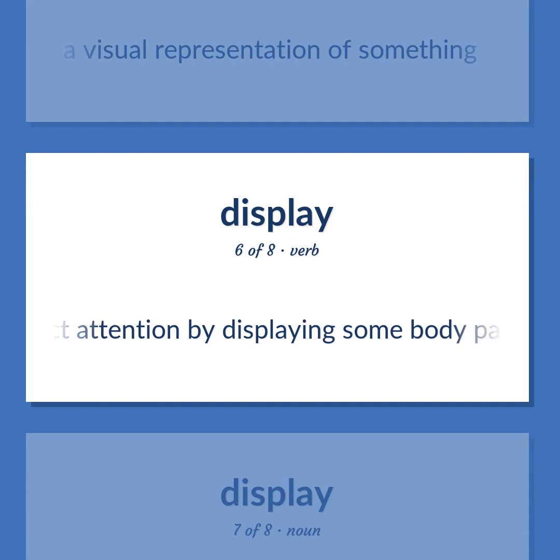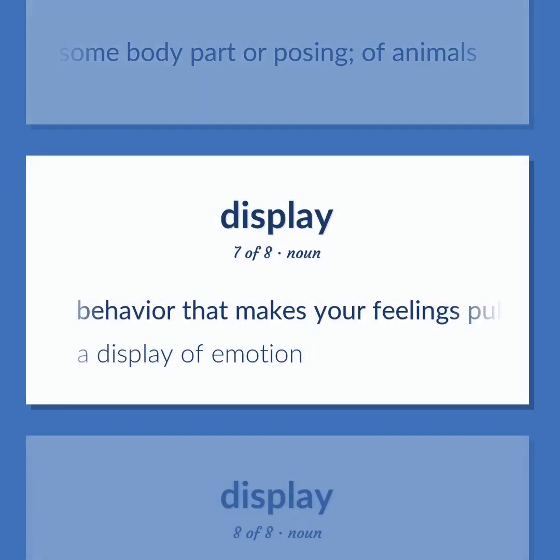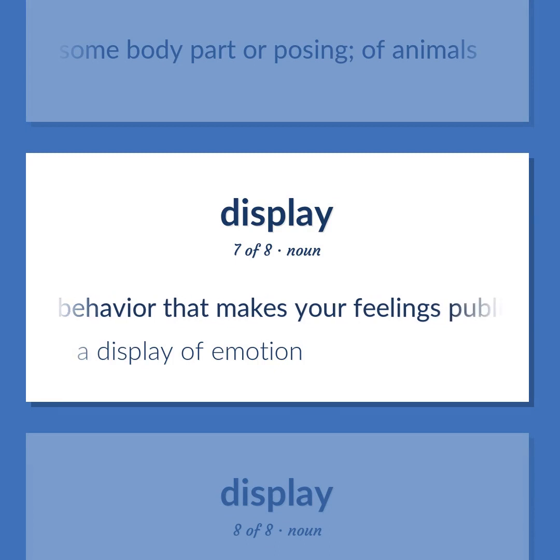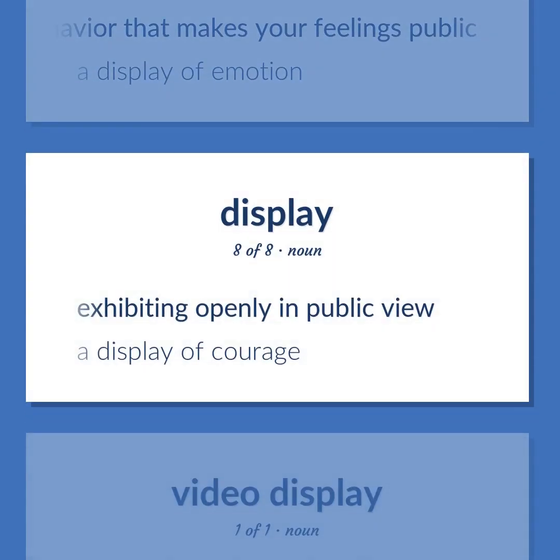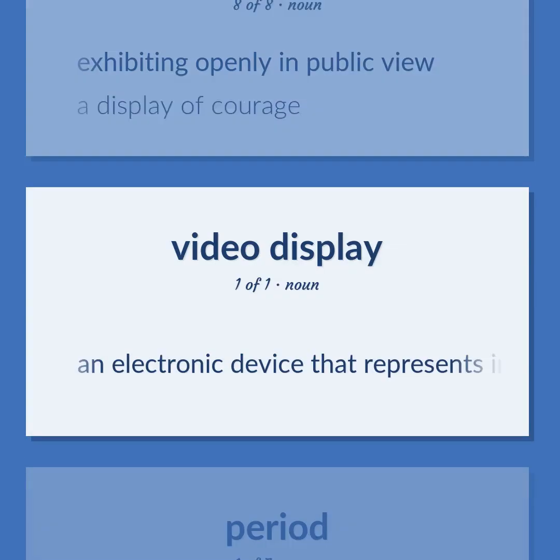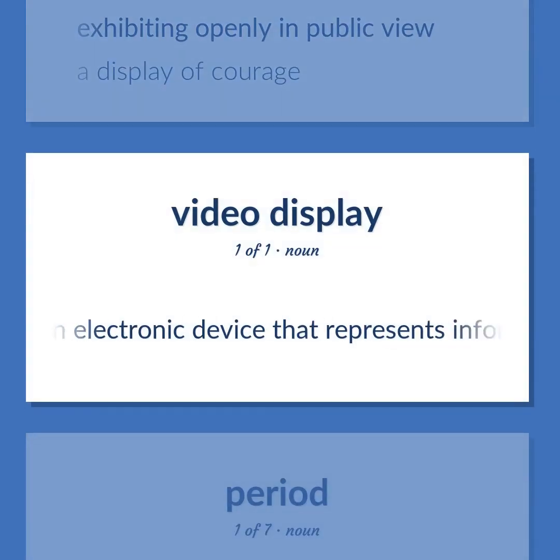Attract attention by displaying some body part or posing, of animals. Behavior that makes your feelings public. A display of emotion. Exhibiting openly in public view. A display of courage. An electronic device that represents information in visual form.